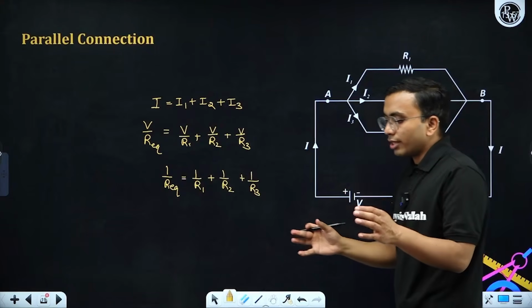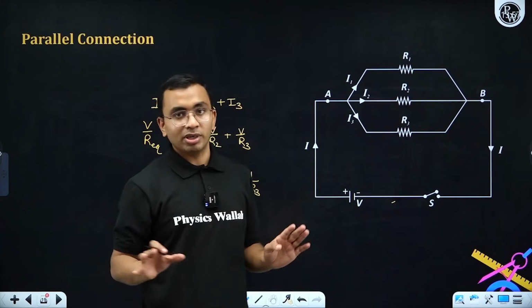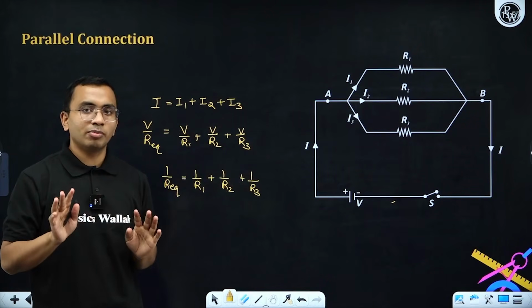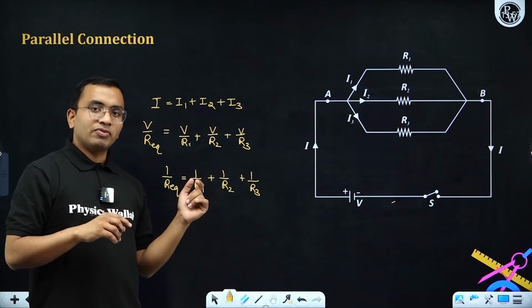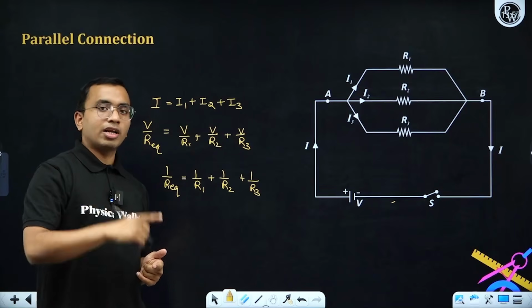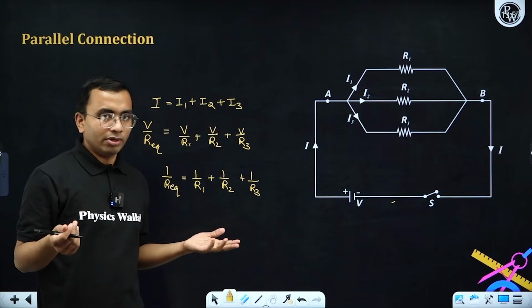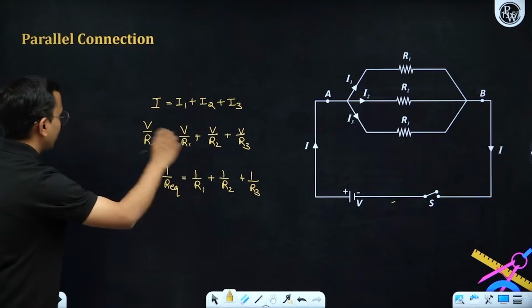If 2 resistors are there, 1 by R equivalent is equal to 1 by R1 plus 1 by R2, and there we say R equals R1 R2 by R1 plus R2. So 1 by R1 plus 1 by R2 will become R1 R2 divided by R1 plus R2, easy to calculate, for 2 resistors like this.